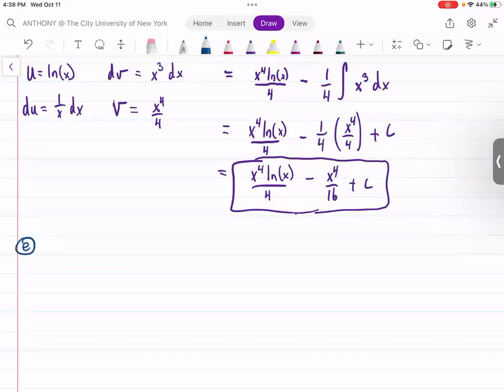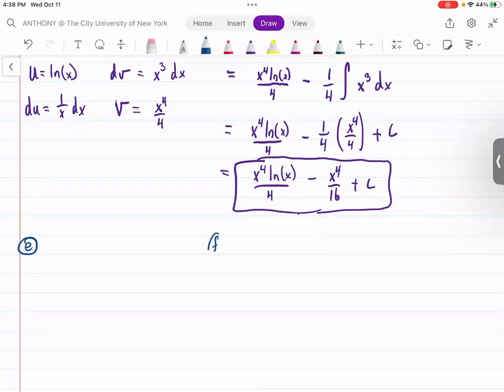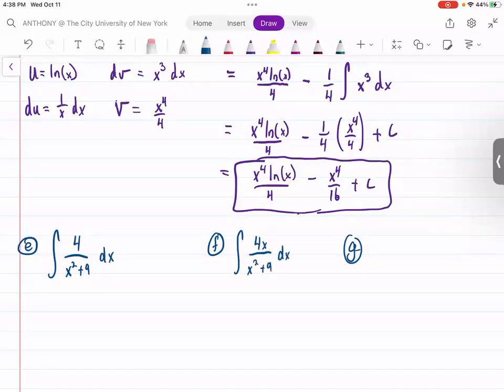So again, I have a few more examples I want to show you. There's an E, there's an F, and there's a G. I'll do it all separately, but I want to show you these three examples. The first one is 4 over x squared plus 9 dx. The second one is 4x over x squared plus 9 dx. And the third one is 4x cubed over x squared plus 9 dx.